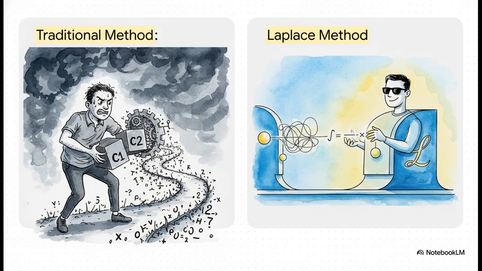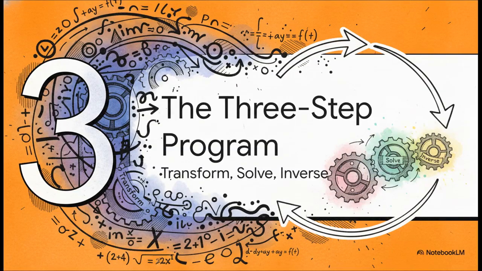I mean, look at the comparison here. Instead of finding those constants at the very end, this method just bakes the initial conditions right in from the start. It makes the whole process so much cleaner and more direct. So, let's get right to the core of it. This isn't some complicated 10-step process. It's a simple, repeatable, 3-step program that you can apply every single time.